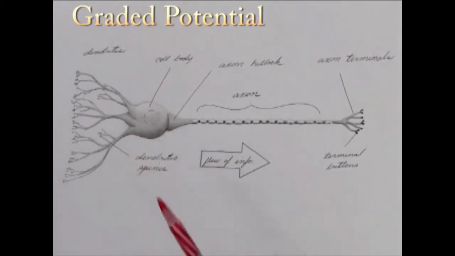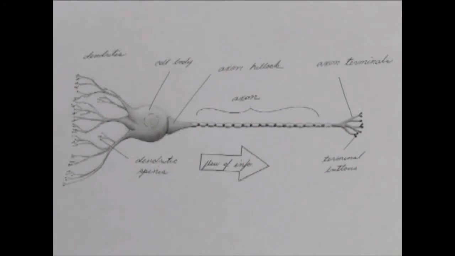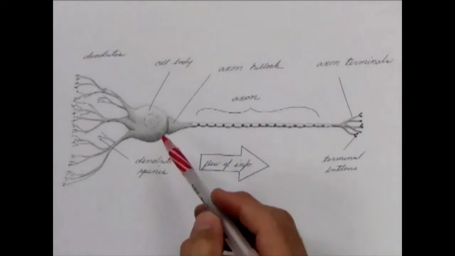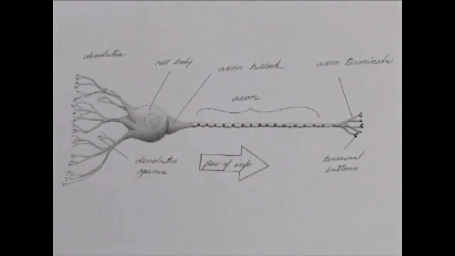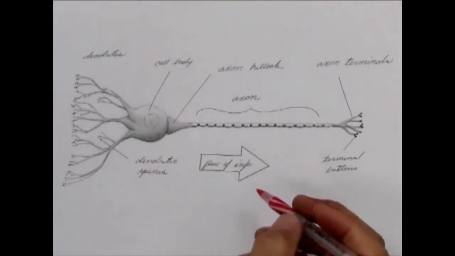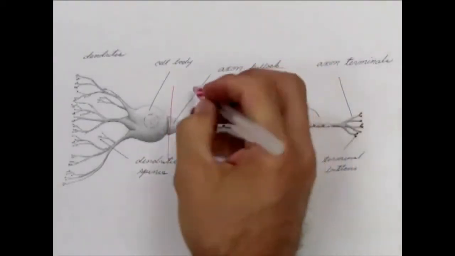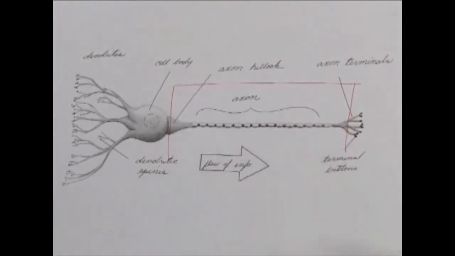This is the cell body here. It encases all of the organelles of the cell. It's where the nucleus, endoplasmic reticulum, all the organelles are at. This is the axon hillock. That's where we first see voltage-gated sodium and potassium channels. This is where the action potential actually begins. So when we talk about the action potential, we're talking about this particular part of the neuron.